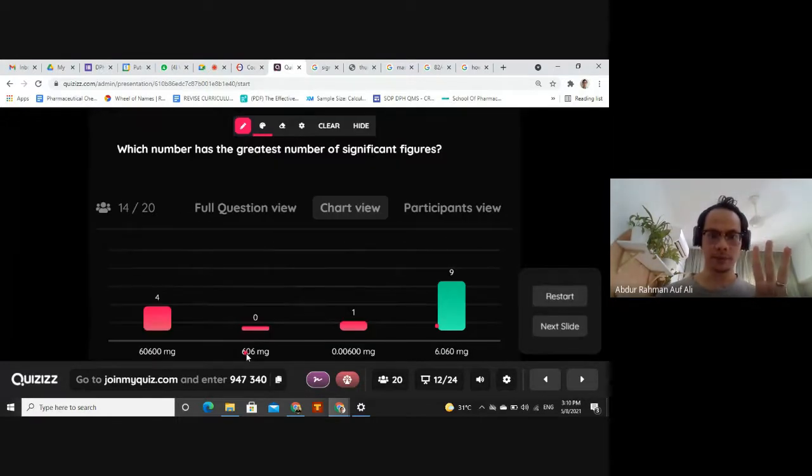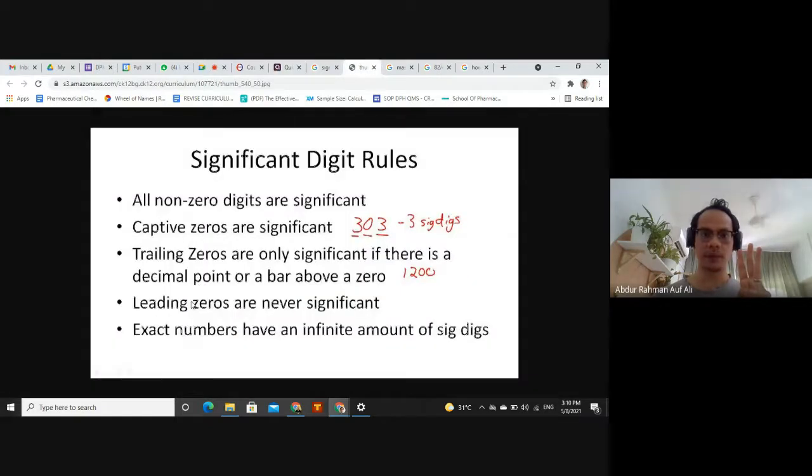Ini pun sama. Ini pun sama. 606 ketiga-tiganya significant. So 3 sig fix also. This one also the same. 6 ni significant. 20 kat belakang ni significant juga sebab ada titik perpuluhan. Leading zeros, 0 yang terletak di depan ni tidak significant. Okay, leading zeros are never significant. Remember here, leading zeros are never significant.